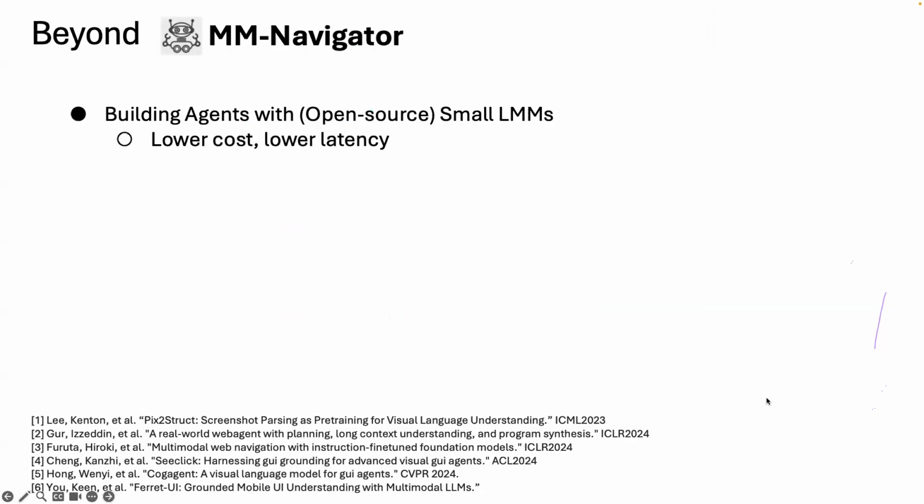Okay, that's a cool Navigator demo, but what's beyond Navigator? Navigator is based on GPT-4V, and we don't see a live one. Maybe it's because of the latency. So can we build agents with open source, small, large multimodal models that are lower cost, low latency? If you listened to today's previous talk, you might already know the answer.